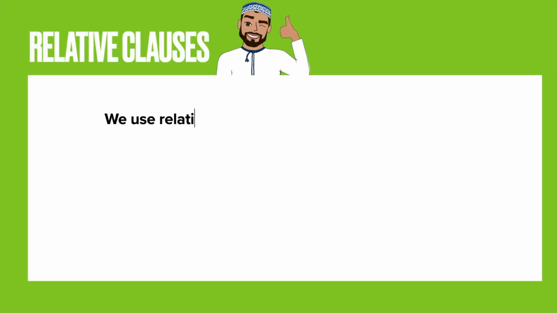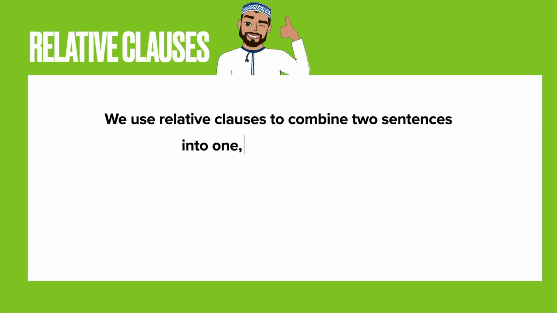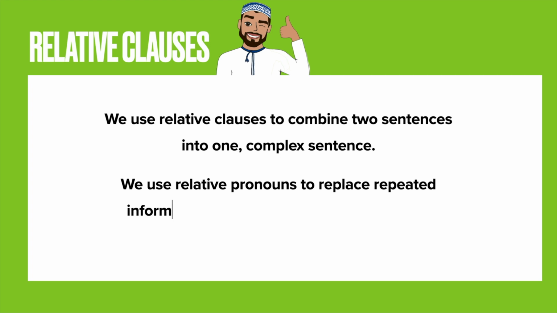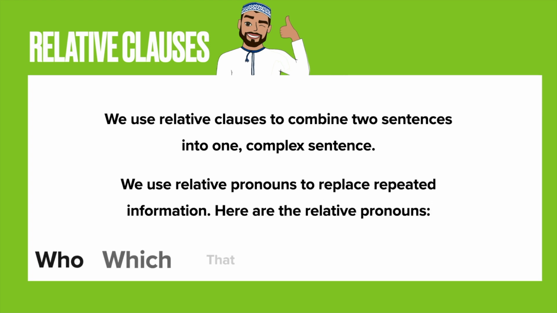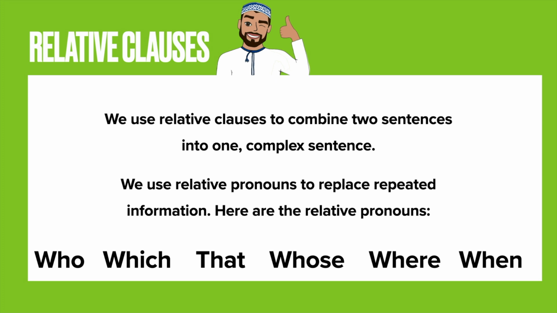So let's review our relative clauses. We use relative clauses to combine two sentences into one complex sentence, using relative pronouns to replace the repeated information. And our relative pronouns again: who, which, that, whose, where, and when. Can you remember what each of the relative pronouns is used for? I hope so. Good luck and enjoy combining sentences using relative clauses.